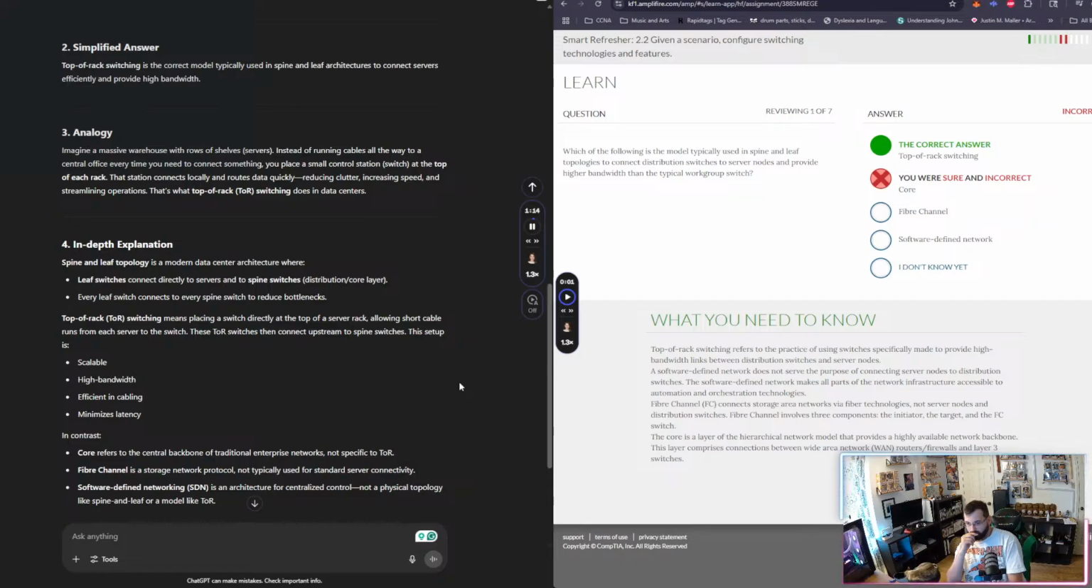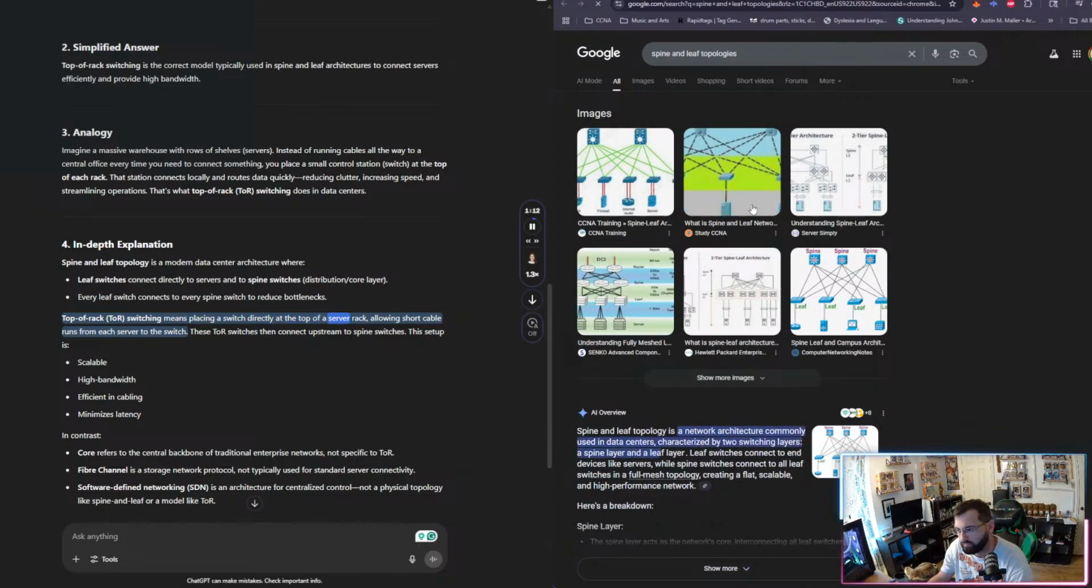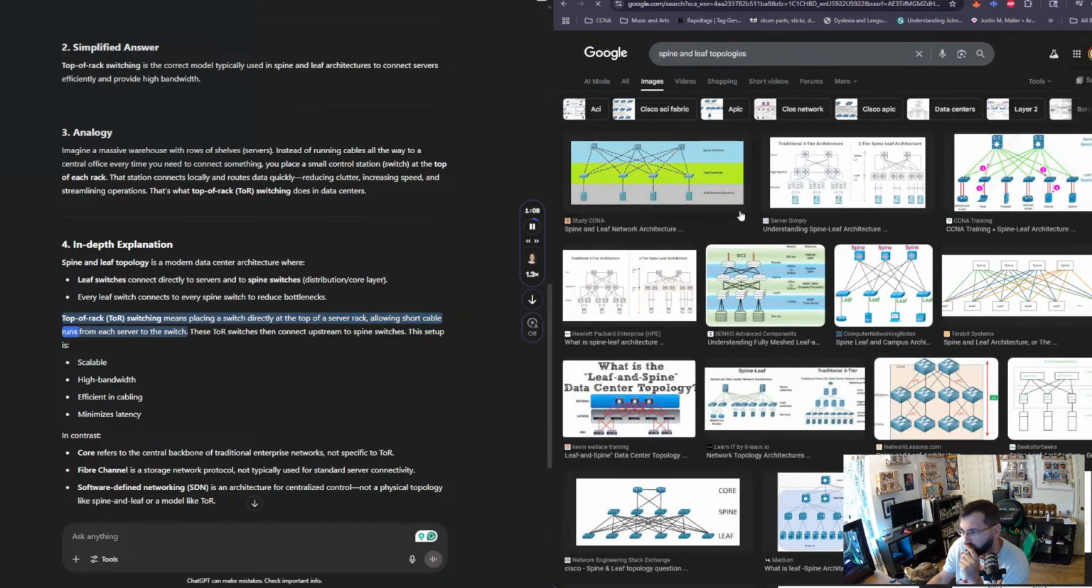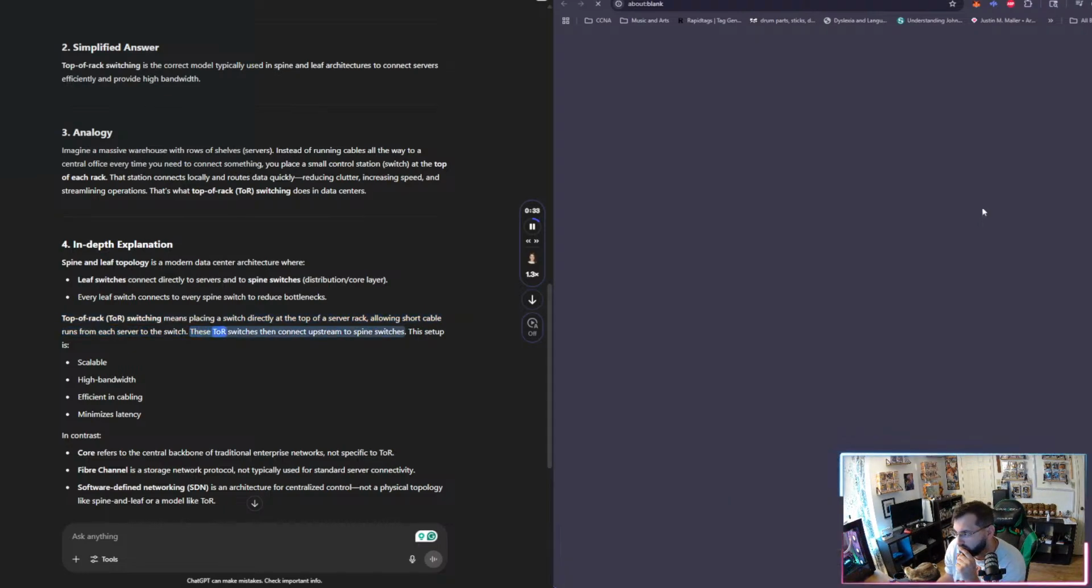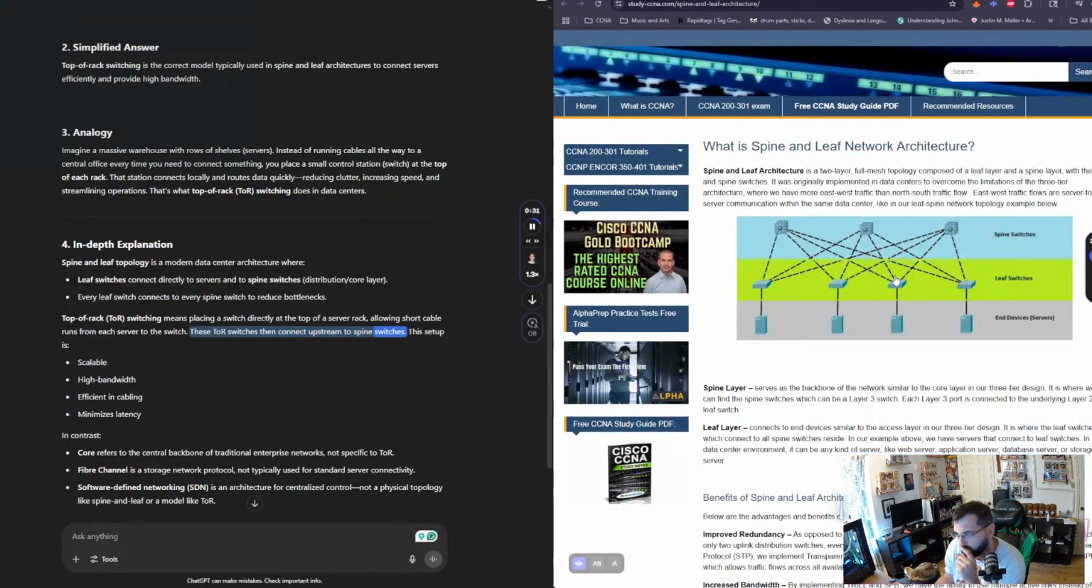4. In-depth explanation. Spine and leaf topology is a modern data center architecture where leaf switches connect directly to servers and to spine switches, the distribution core layer. Every leaf switch connects to every spine switch to reduce bottlenecks. Top-of-rack ToR switching means placing a switch directly at the top of a server rack, allowing short cable runs from each server to the switch. These ToR switches then connect upstream to spine switches. This setup is scalable, high bandwidth, efficient in cabling, and minimizes latency.